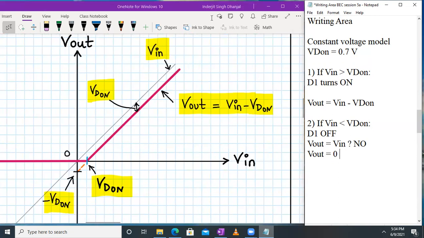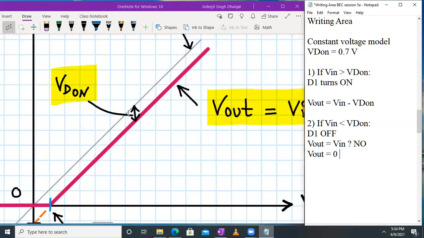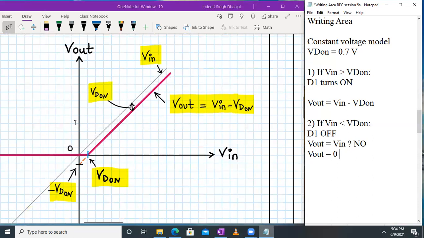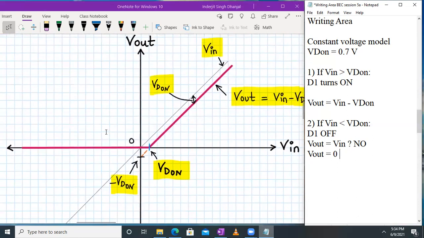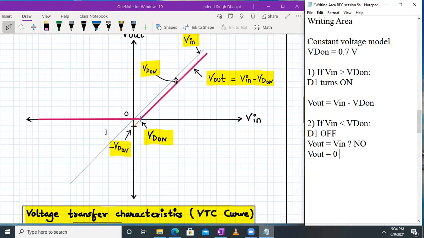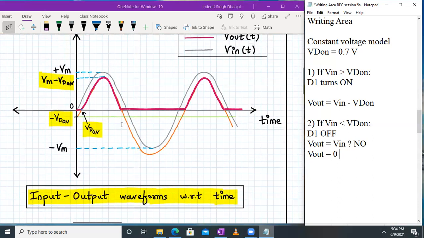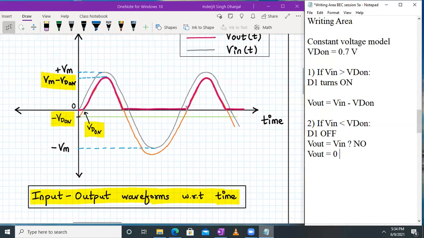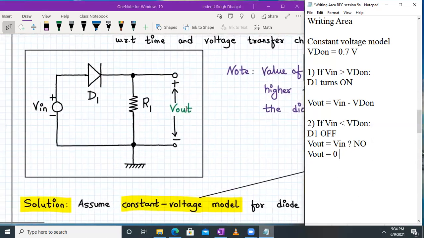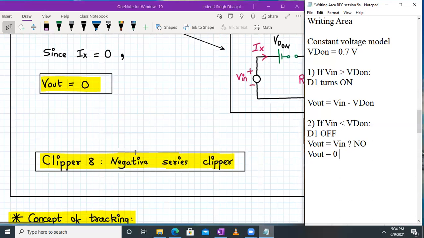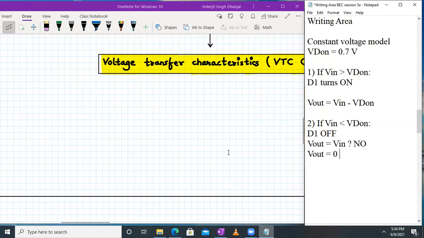You see over here, this gray color waveform which I have drawn is of input, Vin equal to Vout. And this magenta color waveform which you see over here is the Vin minus VD on level. It is just the difference, which is VD on. So this is my VTC curve for the series clipper circuit which we have shown. Since the negative half cycle of the output waveform is getting clipped, this type of clipper circuit is called a negative series clipper.